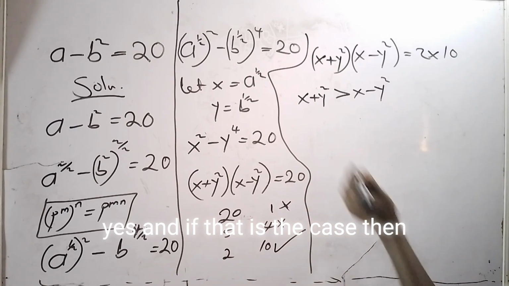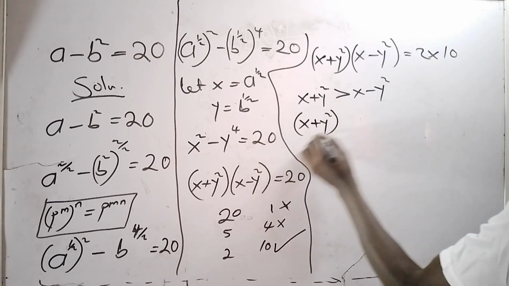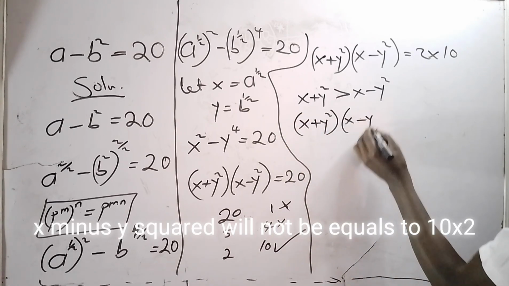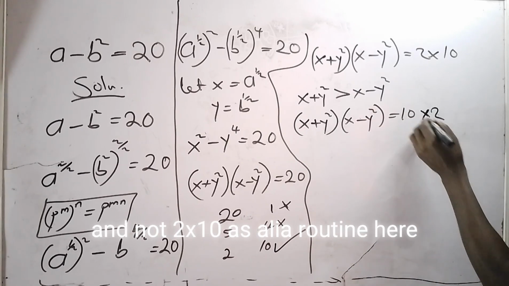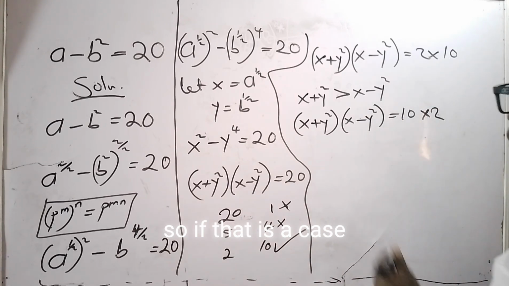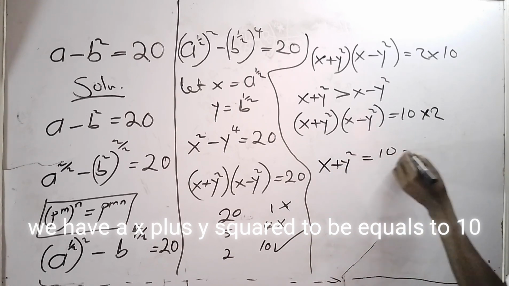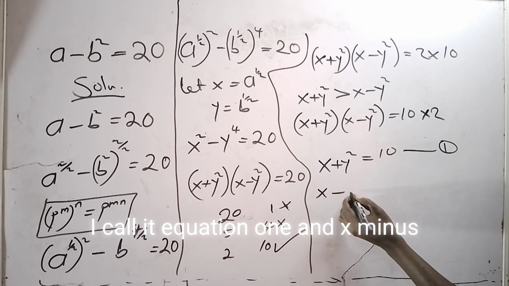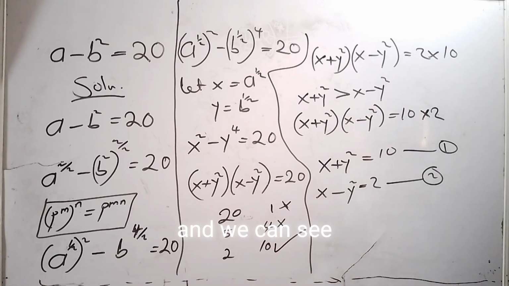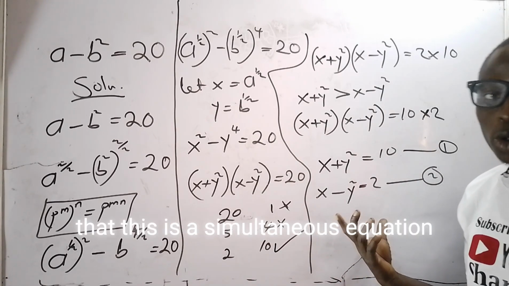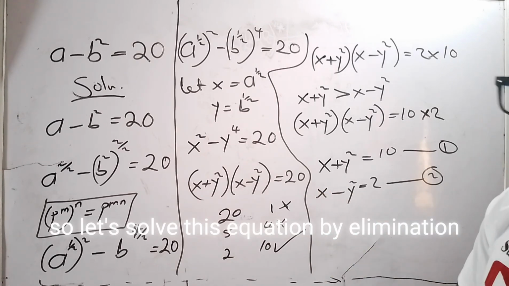If that is the case, then (x plus y) squared multiplying (x minus y) squared will be equal to 10 times 2, and not 2 times 10 as earlier written here. So we have (x plus y) squared equal to 10, which I call equation 1, and (x minus y) squared equal to 2, which I call equation 2. We can see that this is a simultaneous equation which we have to handle simultaneously. So let's solve this equation by elimination.